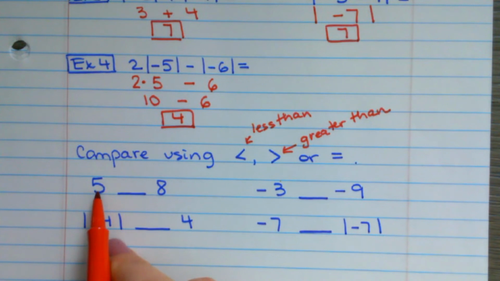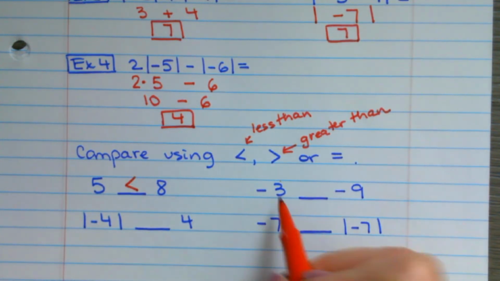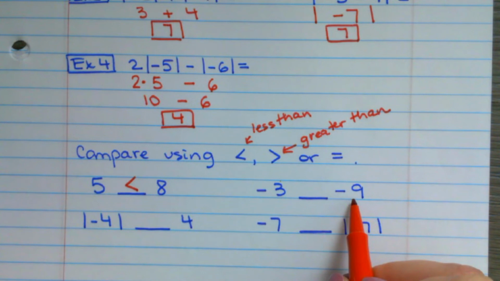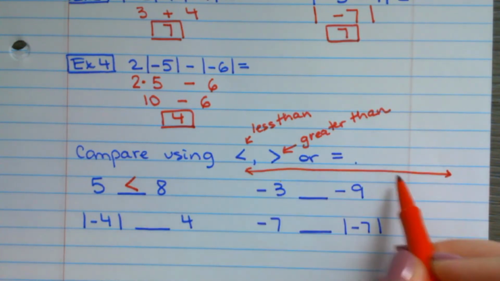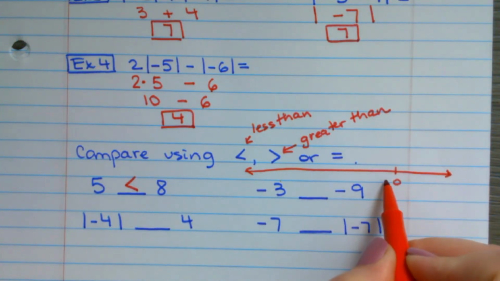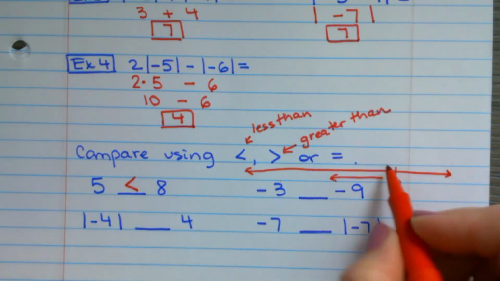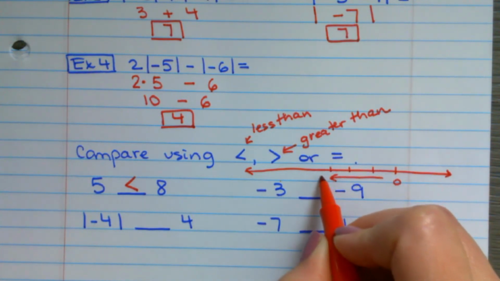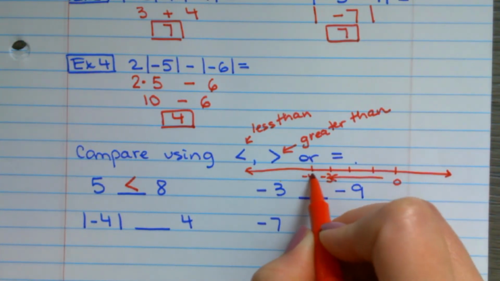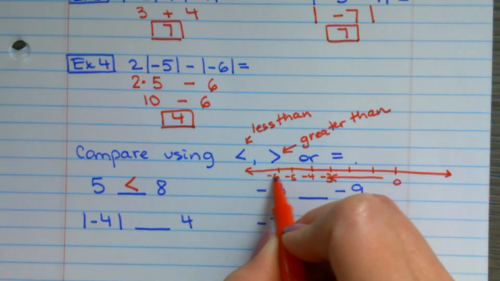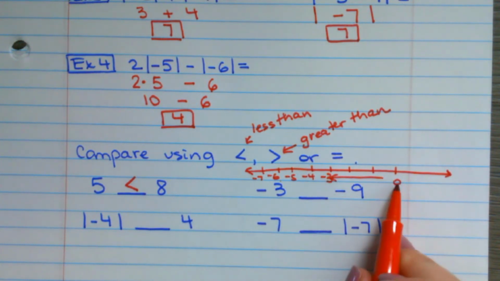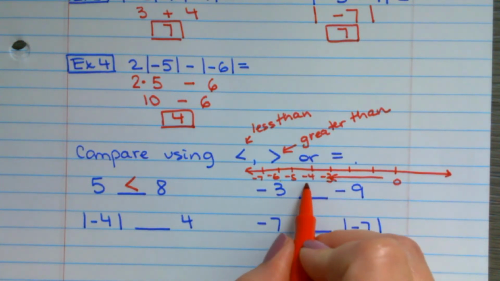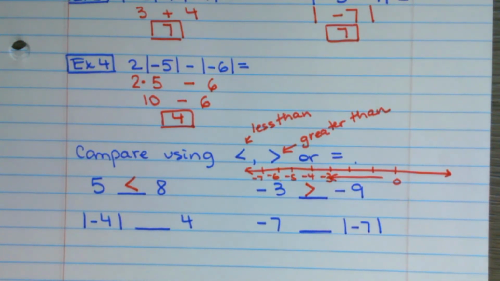Okay, so 5 is less than 8. Negative 3 and negative 9. Well, this one gets a little complicated. Let's draw the number line. If 0 is right here, and then you're counting on the negative side that way, negative 1, negative 2, negative 3 is right here. And then you keep going, negative 4, negative 5, negative 6, negative 7, and so on. So you get it. So the closer you get to the positive side, the bigger the number is. Okay? So negative 3 is bigger than negative 9.